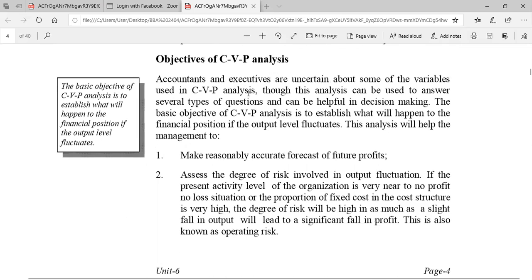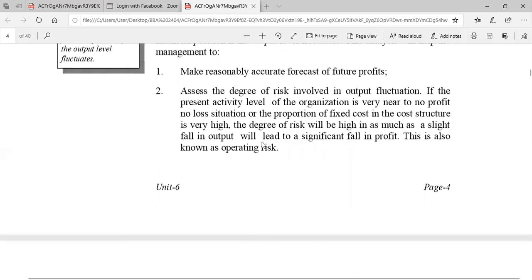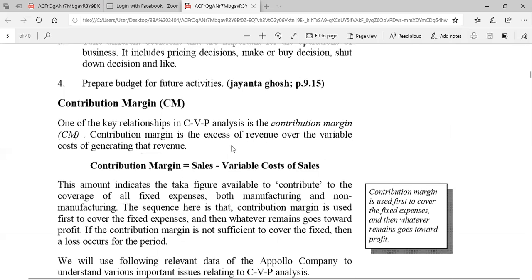Then, the objectives of CVP analysis. From the definition and assumptions, we are clear that there are some basic objectives here. Number one, make a reasonably accurate forecast of future profit. When we are operating a business, we want to know how much profit we earn after a specific period, how much wealth we gather for the organization, and how much we invest in the future. So obviously it is an important tool and technique for business executives as well as the owner of the organization. It is also necessary for them to prepare the budget for future activities.